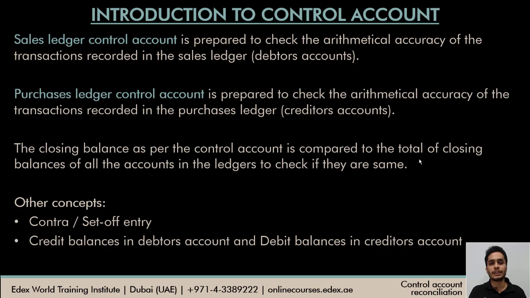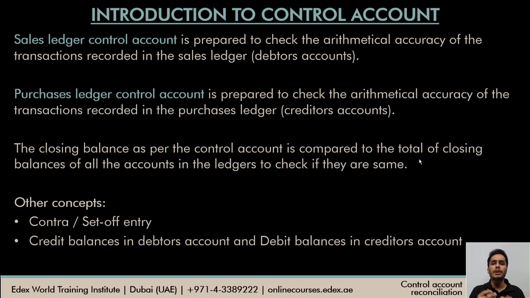In the same way, the closing balance of the purchase ledger control account is compared with the total of closing balances of all the creditors accounts. And if they are the same, then you can conclude there are no errors in the purchase ledger accounts. If they are not the same, then you will have to look for the errors and rectify them.